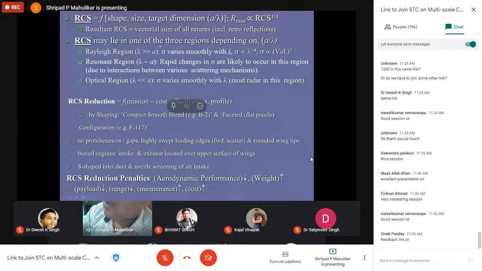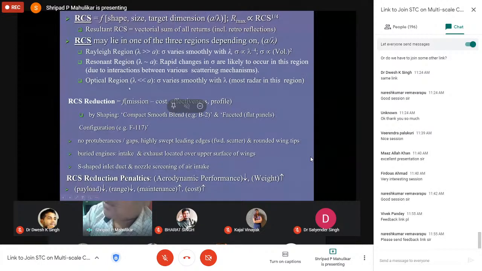Now, RCS may lie in one of the three regions depending on the ratio of target dimension to wavelength: Rayleigh, resonant, optical. Rayleigh is where the wavelength is much larger than the target dimension, particularly for a low frequency, high wavelength radar. In this region, the RCS varies smoothly with lambda. The RCS is inversely proportional to the 4th power of wavelength and directly proportional to the volume squared. So the target size matters in the Rayleigh region.